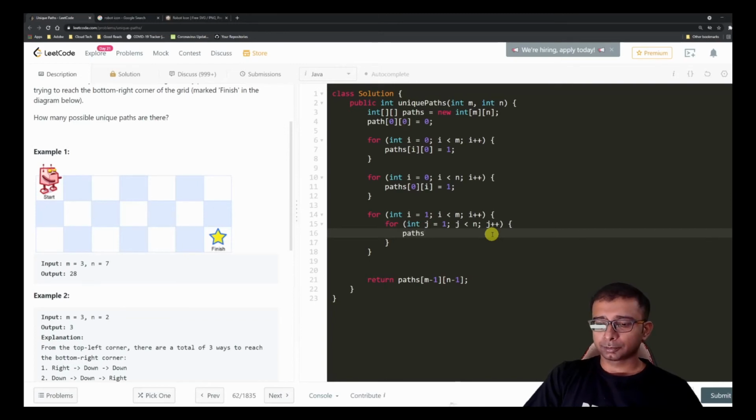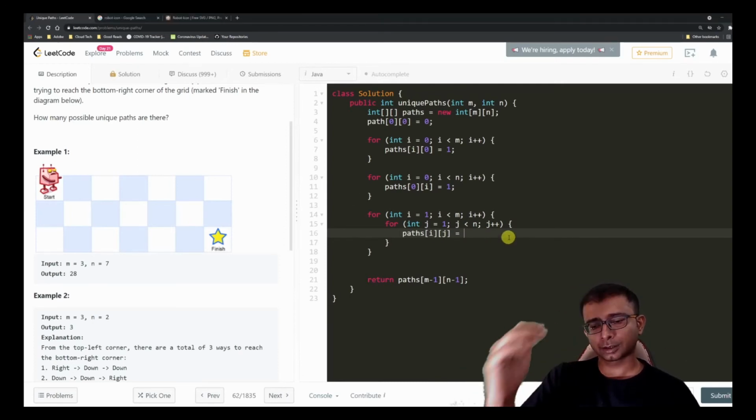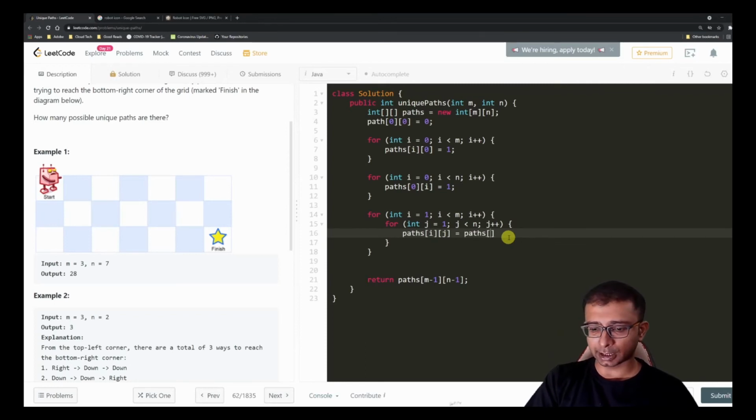And what we are going to do over here is path[i][j]. We are going to put path[i][j] equal to the top cell and the left cell, right? So what does that mean? We have to go one row up. So we'll basically be doing i minus 1 and remain at the same column, right?